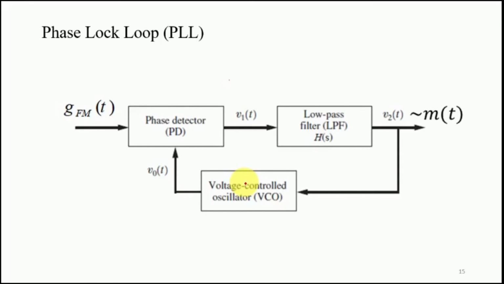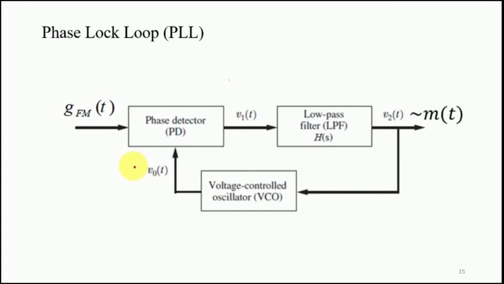PLL is nothing but a feedback control system where the output of the loop filter is fed to a voltage control oscillator. So there are three significant blocks over here in the PLL. The first block is the phase detector, which is simply a multiplier. The next block is the low pass filter, and the output of the low pass filter is fed to a voltage control oscillator. And what the VCO does is produce an instantaneous frequency which is changed based on the input voltage.